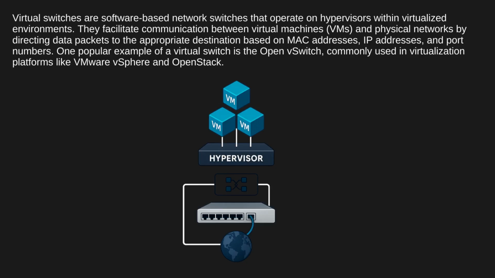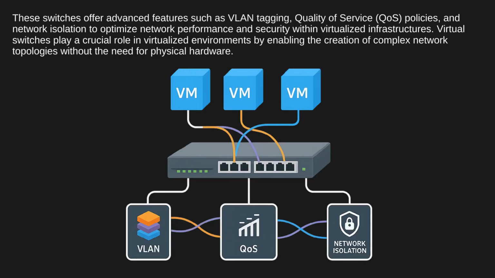One popular example of a virtual switch is the Open vSwitch, commonly used in virtualization platforms like VMware vSphere and OpenStack. These switches offer advanced features such as VLAN tagging, quality of service, QoS policies, and network isolation to optimize network performance and security within virtualized infrastructures.